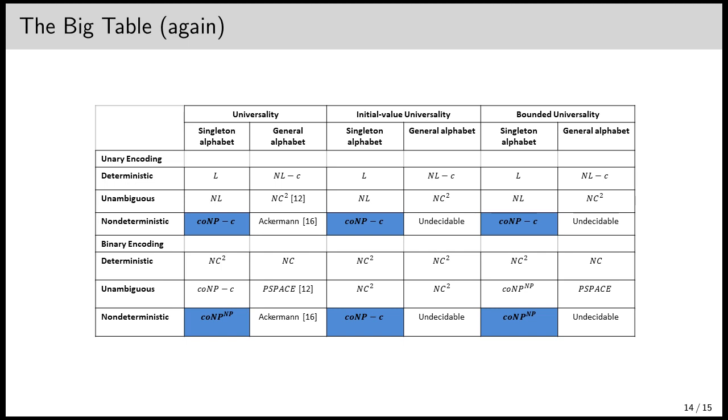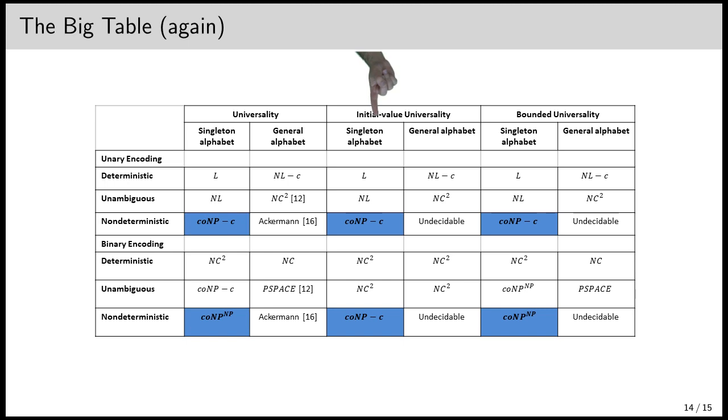Let's go back to the big table. Note that the approach we took regarded vanilla universality. As for singleton alphabet and unary encoding, universality is coNP-complete. And for binary encoding, universality is in coNP to the NP with a lower bound of coNP-hardness.